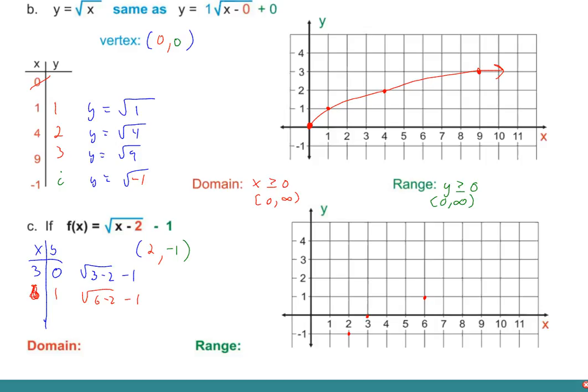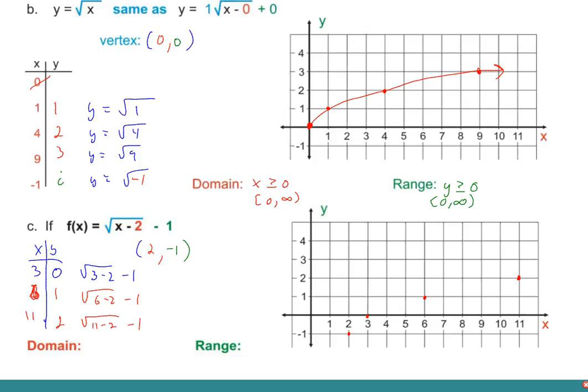And look, I can keep going. I can go 9 away from the vertex, which would be an 11. And we'll do one more. And now we got the square root of 11 minus 2 minus 1. Square root of 9 is 3. 3 minus 1 is 2. And I have the point 11, 2.